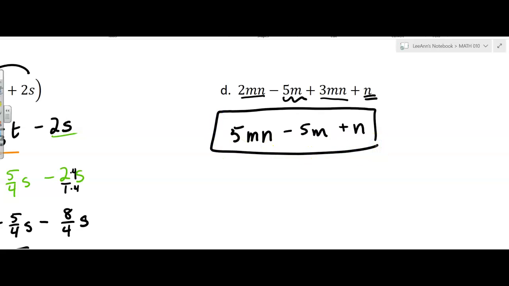So if you're thinking, oh, but couldn't I combine the 5mn and the minus 5m? No, this is an mn term. This is an m term. This is an n term. They're all different. It's like this is mangoes. And this is, what starts with n? Nuts. And this is some hybrid plant that's like a mango nut or something. I don't know. But they're all different. Okay, I don't know if that helped.